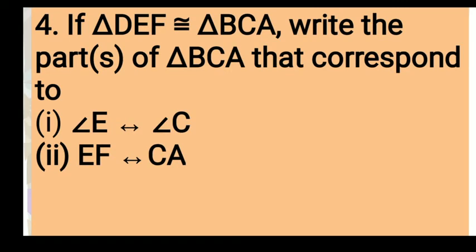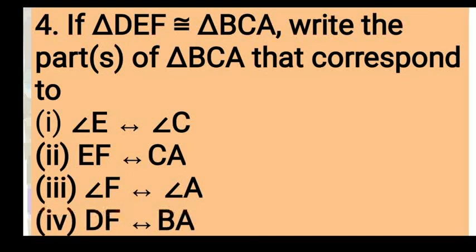The correspondence will be E and C, and likewise EF, the last 2 letters, so CA. Then again angle F and angle A. Angle F is the last one, so angle A, the last one in the second triangle. Then DF, the first and last, corresponds to BA, so first and last, that is BA. That's how we are supposed to get the correspondence. We have to see the position of the letter, the vertex, and then write the corresponding sides or angles based on what we are doing.